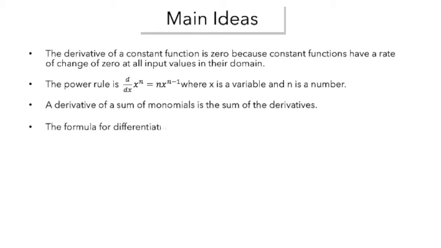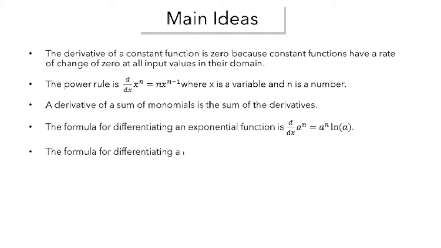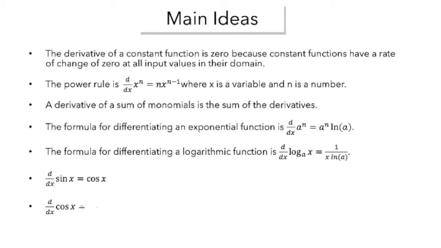The formula for differentiating an exponential function is d/dx of a to the x equals a to the x times natural log of a. The formula for differentiating a logarithmic function is the derivative of log base a of x equals 1 over x times natural log of a. The derivative of sine x is cosine x, and the derivative of cosine x is negative sine x.